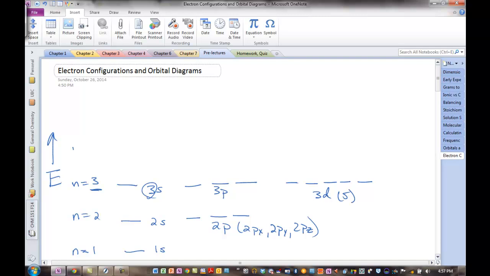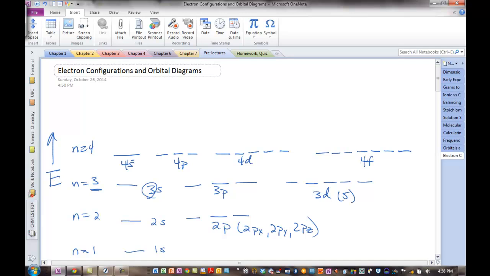And then, let's do one more. n equal to 4. We have the 4s. I'm going to have to make these a little bit smaller, I think. The 4p. Again, 3 p orbitals in a p subshell, the 4d orbitals, and then a new type of orbital, and those are going to be the f. And there will be 7 f orbitals in an f subshell.